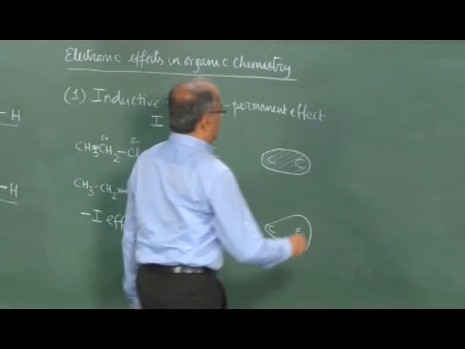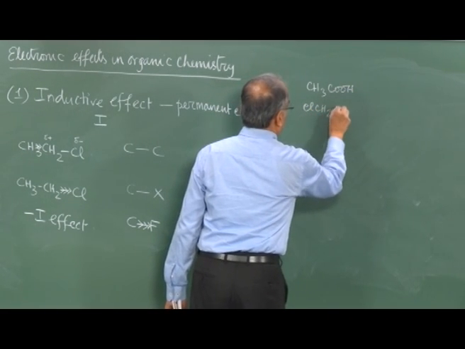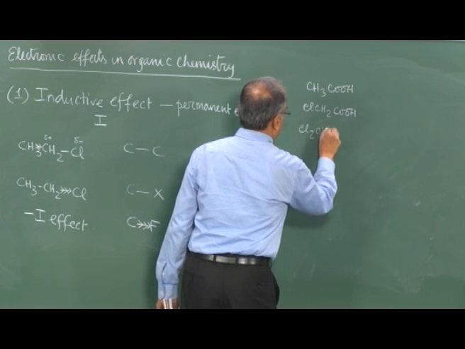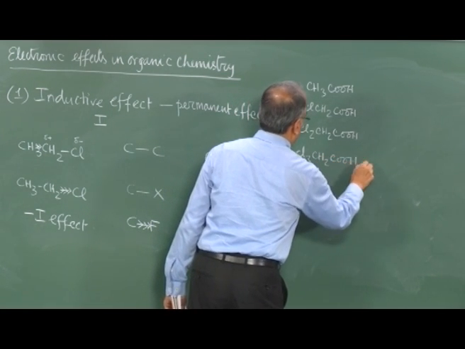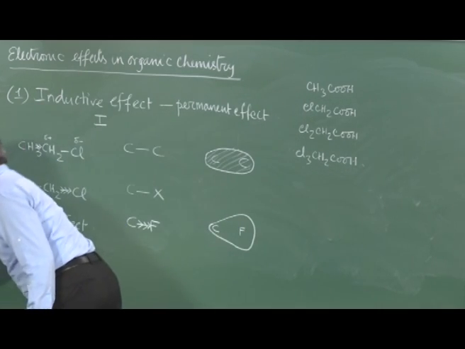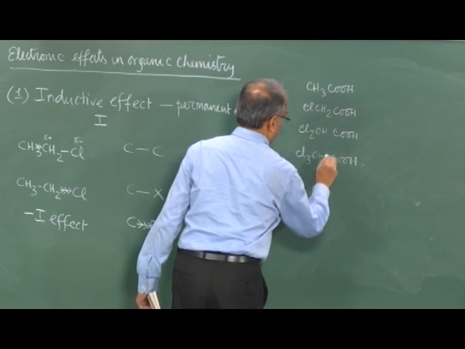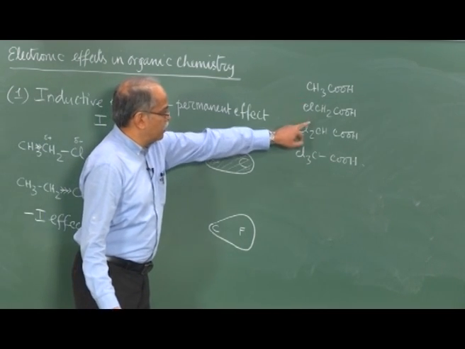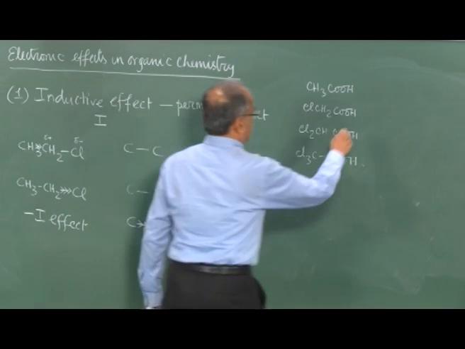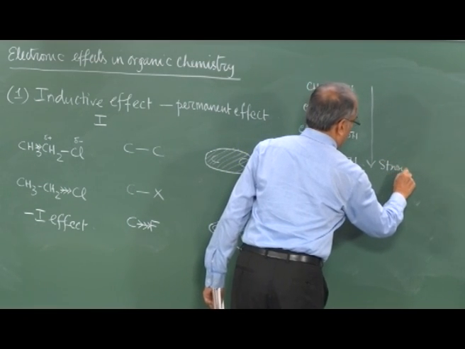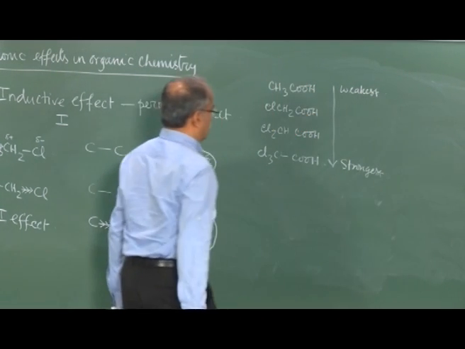So, one can compare the acidity of the acids: chloroacetic acid, dichloroacetic acid, trichloroacetic acid, Cl2CHCOOH. As you put more and more electronegative chlorine on this particular carbon, because of the inductive effect of the chlorine, the acidity goes up in this direction. This will be the strongest acid in the series, compared to this, which will be the weakest acid in this series.